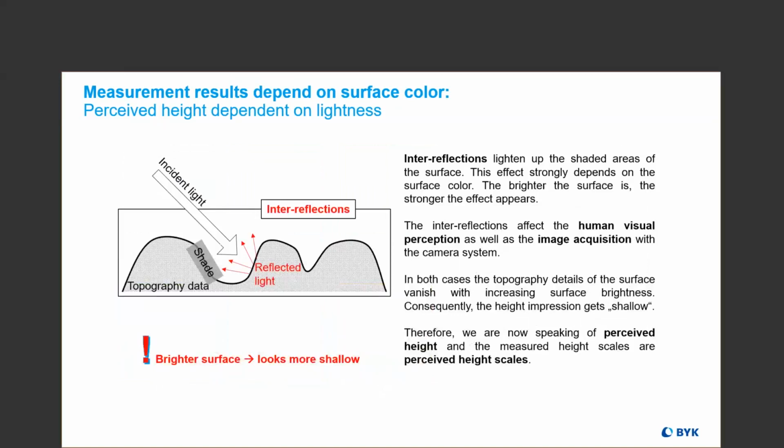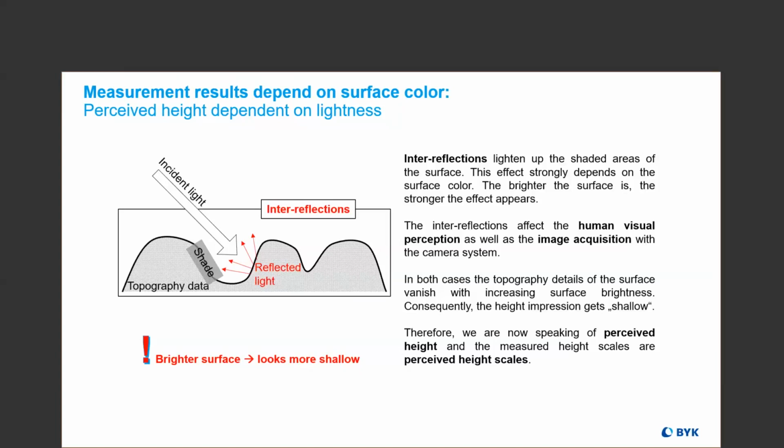The reason for that is that when light hits the low areas between the texture, you get interreflections that lighten up the shaded areas of the surface. This effect strongly depends on the color, because the brighter, the lighter the surface is, the more of these reflections you're going to get. And this is going to cause a difference in the way we see the surface.